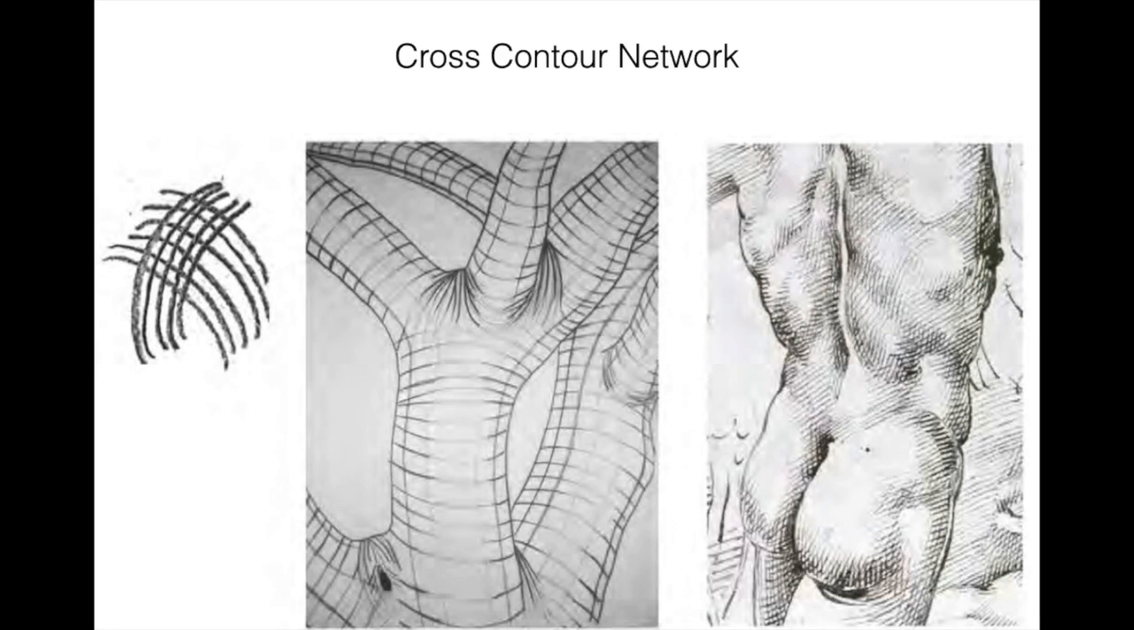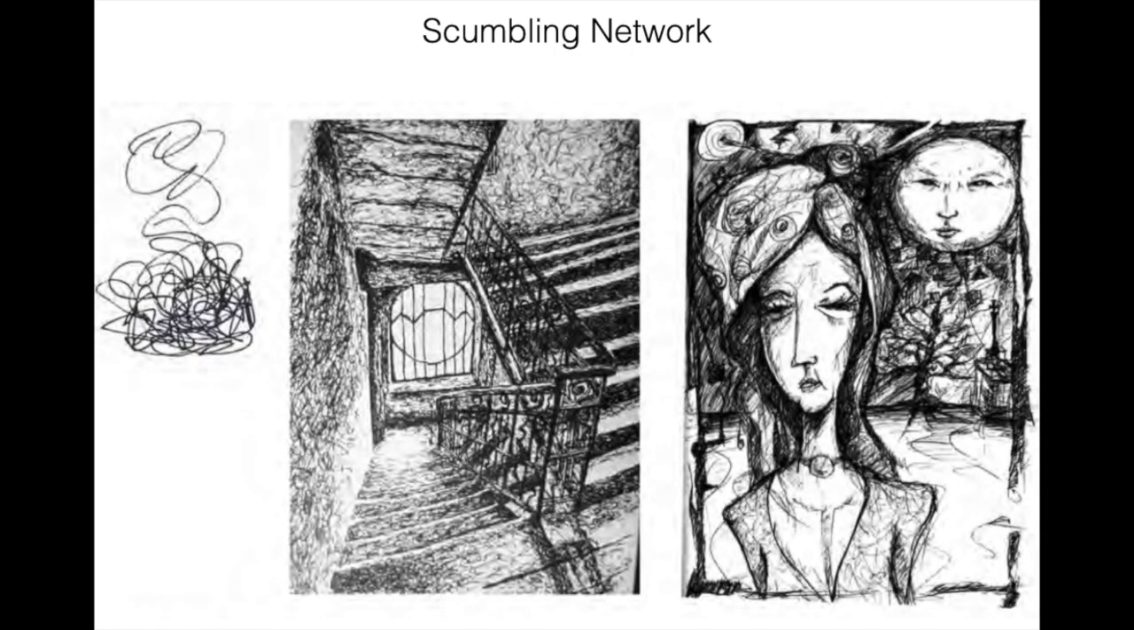To create tone, you would layer your cross contour network with more dense lines. The less dense the lines, the lighter the tone will be. Scumbling network. Scumbling lines are random, disorganized lines to create tone.